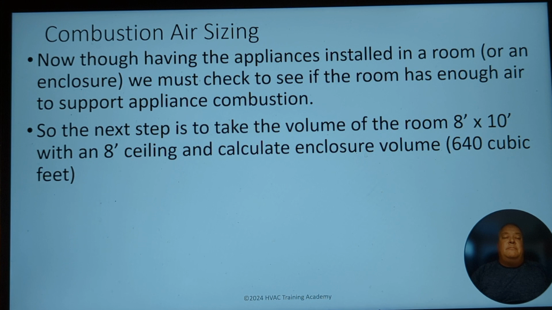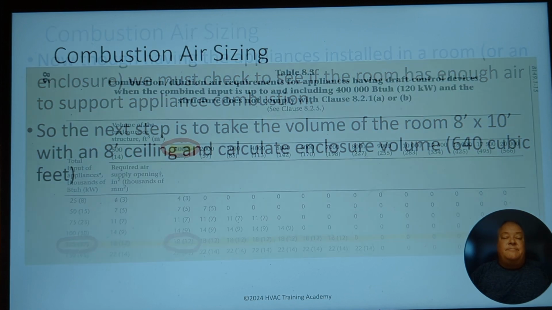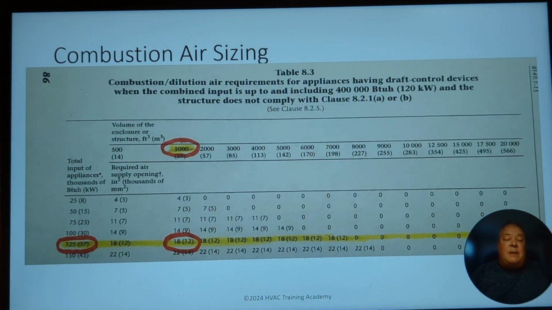So the next step is measure the enclosure volume, which is basically the room where the appliances are installed. So we're going to take the volume of the room. In this case, 8 feet by 10 feet by 8 feet. And the enclosure has 640 cubic feet. So we could actually, I pointed at 1,000 in here. We can go back to 500 at that point. That'd be the better way of going.